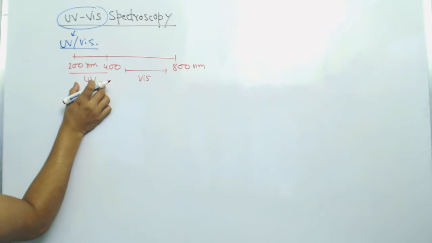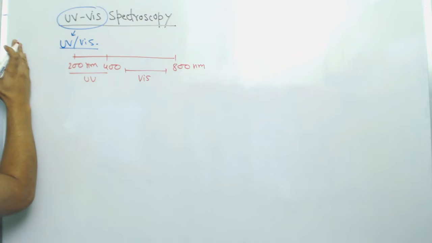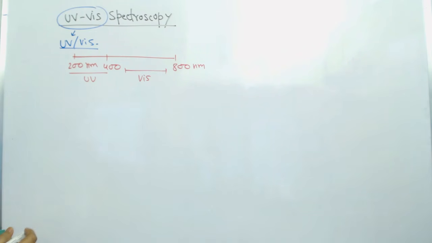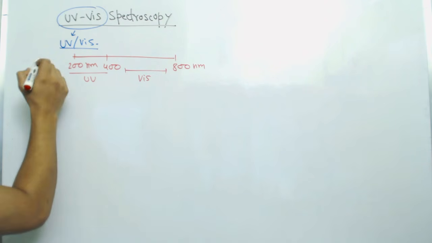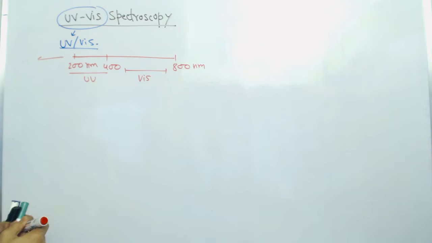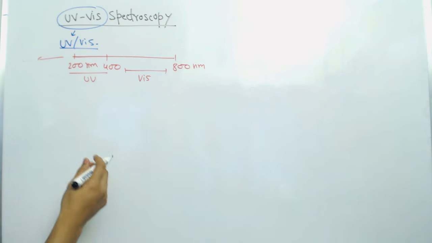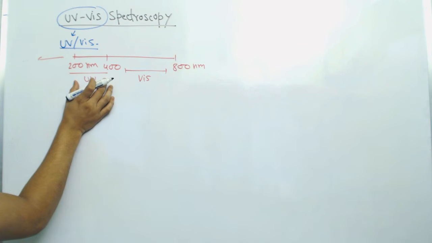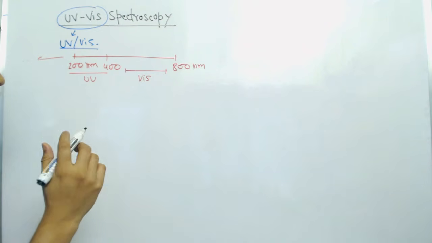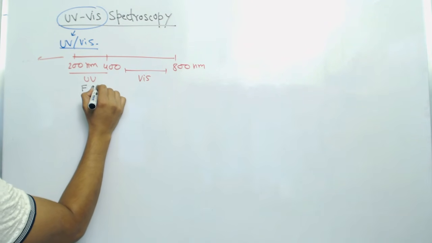Normally, the UV range actually extends even to shorter wavelengths, fewer nanometers. So what we know by looking at this spectrum is that as we go closer to UV, the wavelength is shorter, so the frequency is higher.